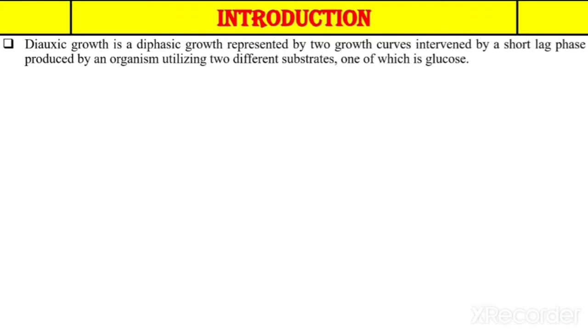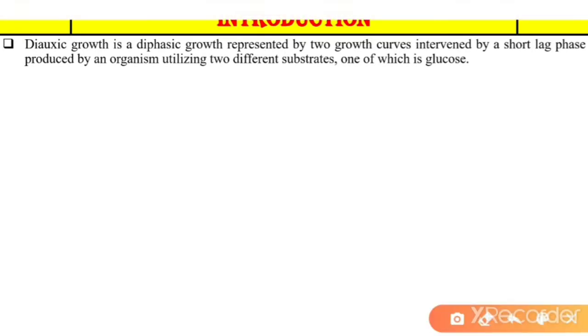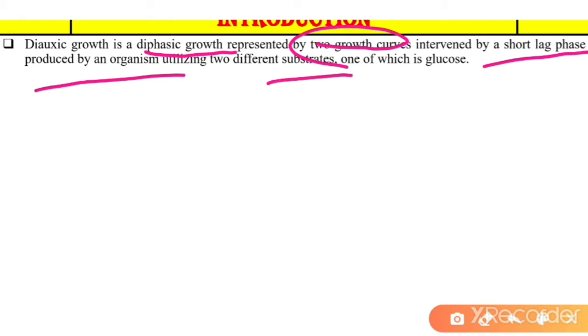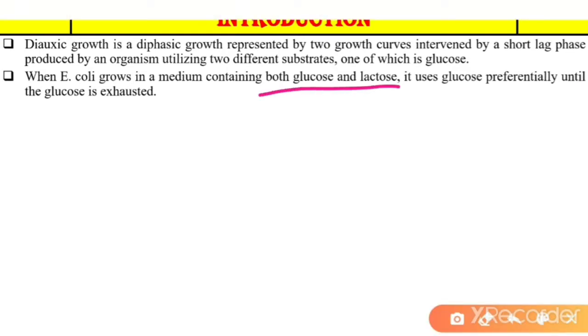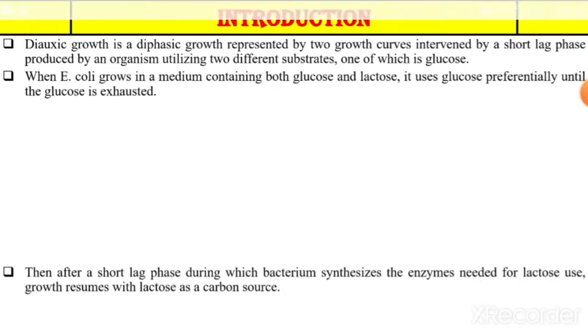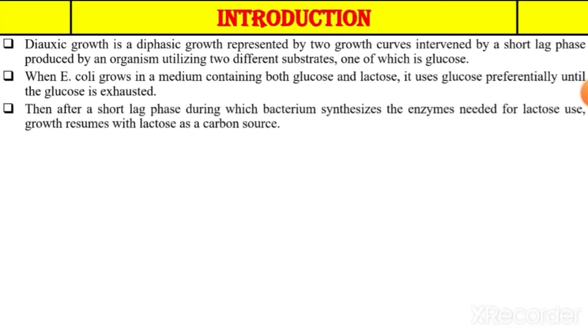Let's start with the introduction. The diauxic growth curve is a diphasic growth represented by two growth curves intertwined by a short lag phase, produced by an organism utilizing two different substrates, one of which is glucose. When E. coli grows in a medium containing both glucose and lactose, it uses glucose preferentially until the glucose is exhausted. Then, after a short lag phase, during which the bacterium synthesizes the enzymes needed for lactose use, growth resumes with lactose as a carbon source.